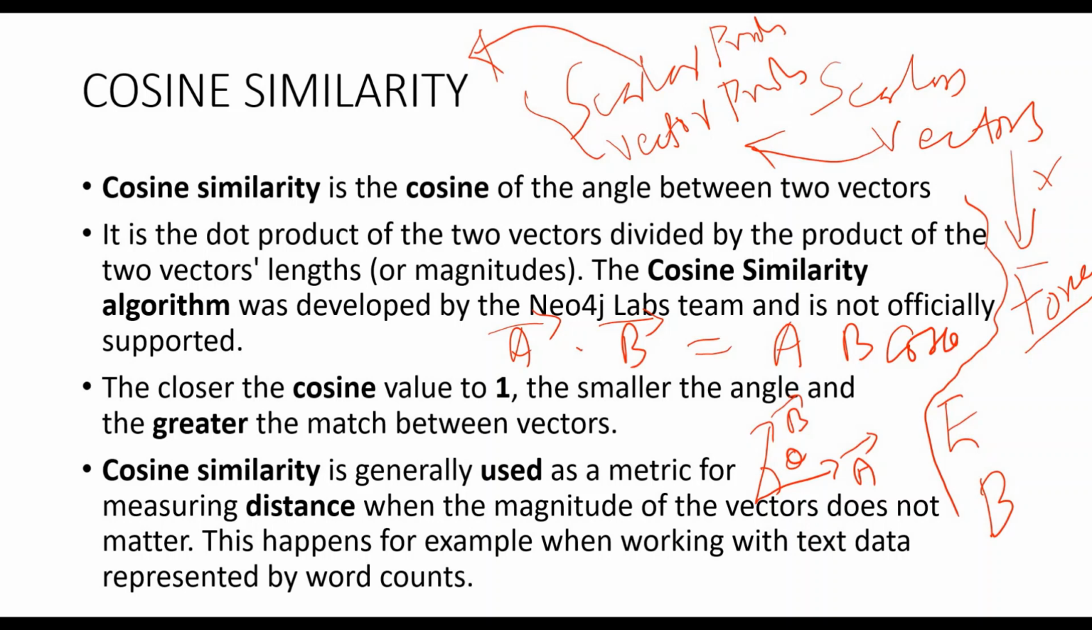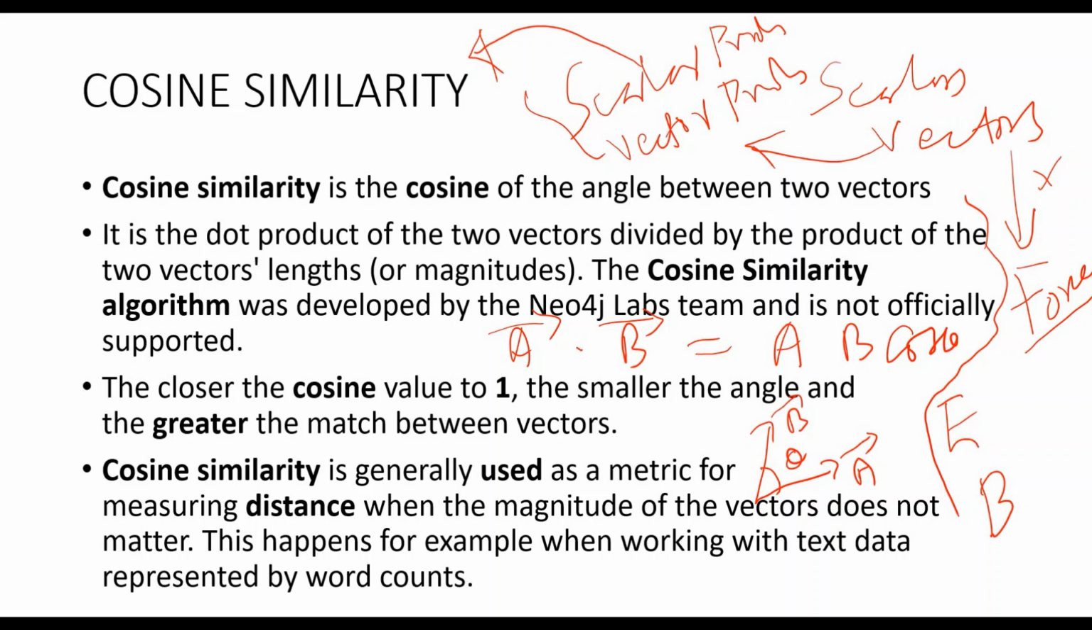So A dot B is equal to AB cos theta. From here you can write cos theta is equal to A dot B divided by AB. That is cos theta, the dot product divided by the product of the magnitudes. That's what is written here.